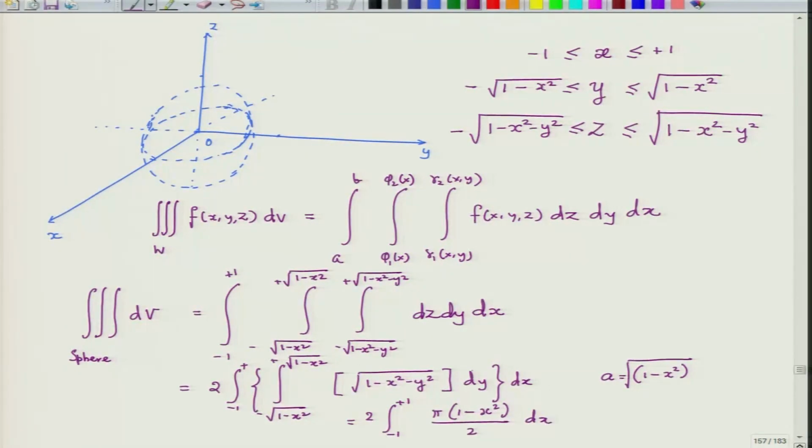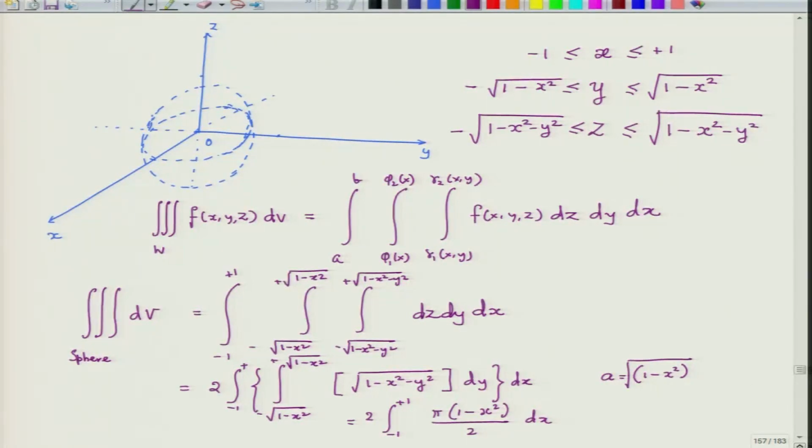So, this is evaluated very cleverly, taking root over 1 minus x square as a, then this is a square minus y square, from minus a to plus a. This is nothing but integrating on the upper part of the circle between minus a and plus a. So, it is half the area, the semi area of the semicircular zone, which gives you pi a square by 2. So, a square is 1 minus x square, so pi a square by 2 into dx.